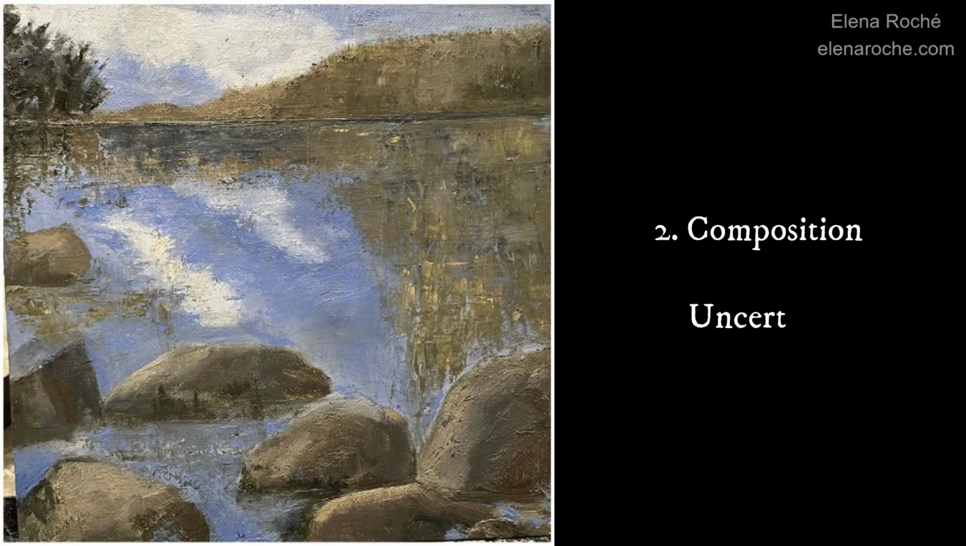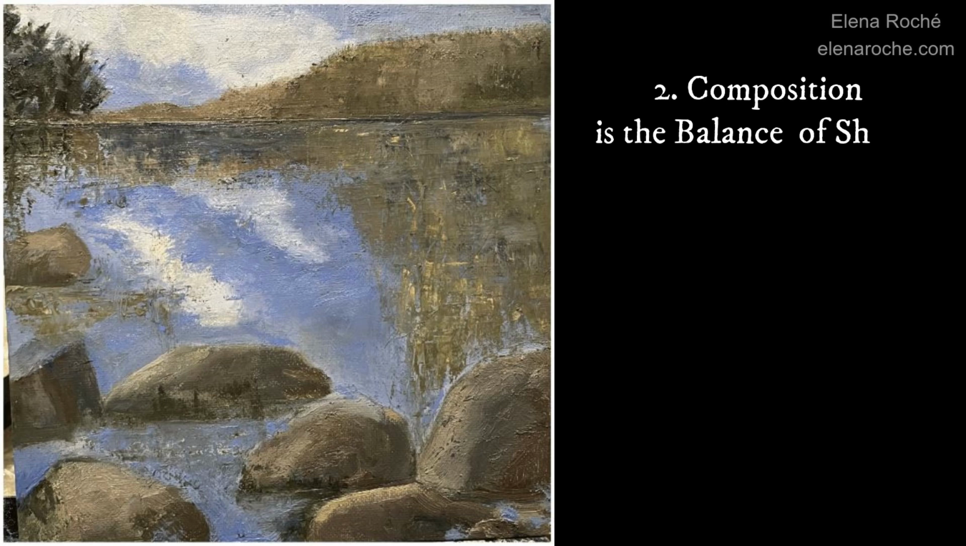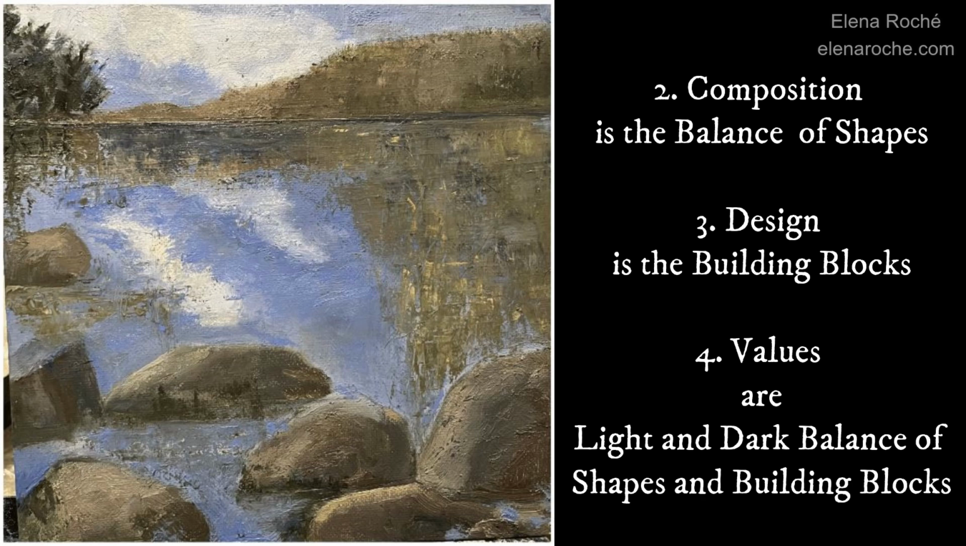The next big thing is composition. In this work, composition is not very certain. That's a major contributor to why this work could be and should be improved. Composition cannot be improved without incorporating design and values. That is because all 3 are contributors to the main composition. Composition is a balance of main shapes in the work. Design is like the building blocks within those shapes. Values, or light and dark shapes, are also design elements in balance of light to dark.